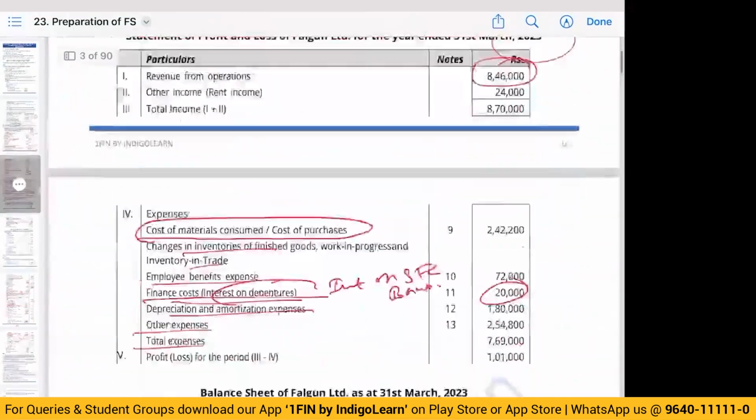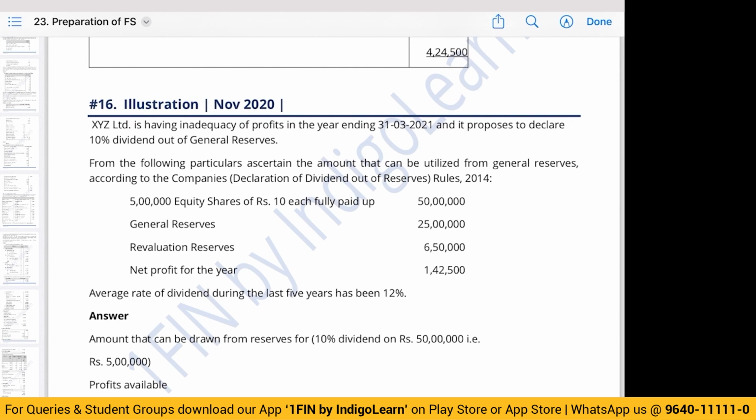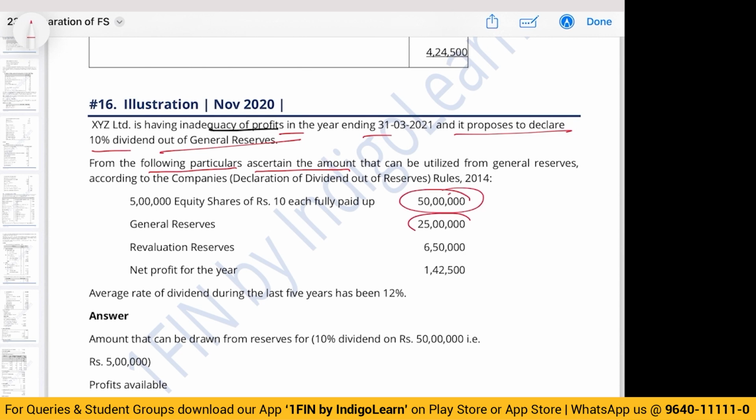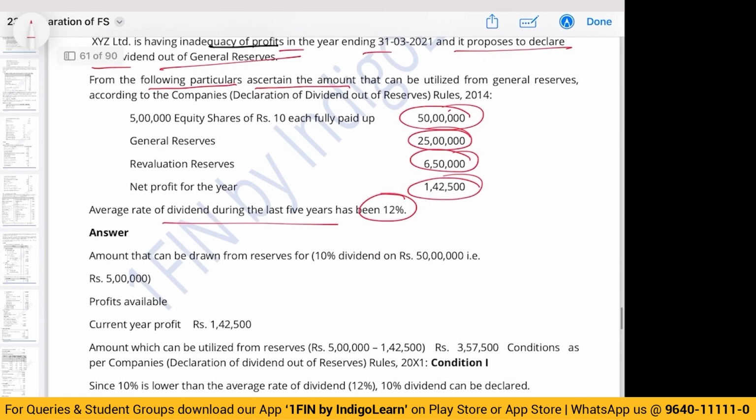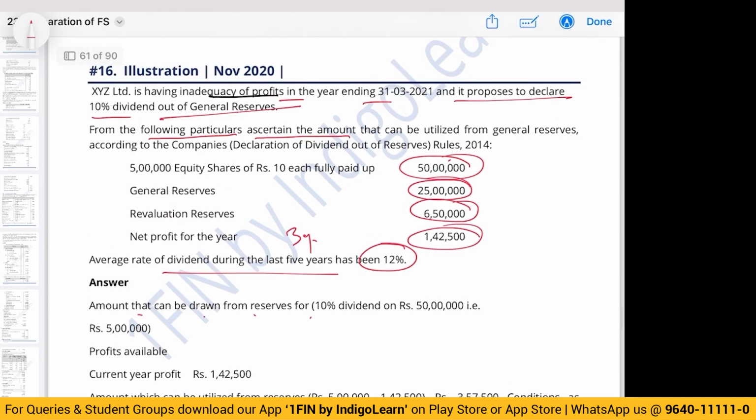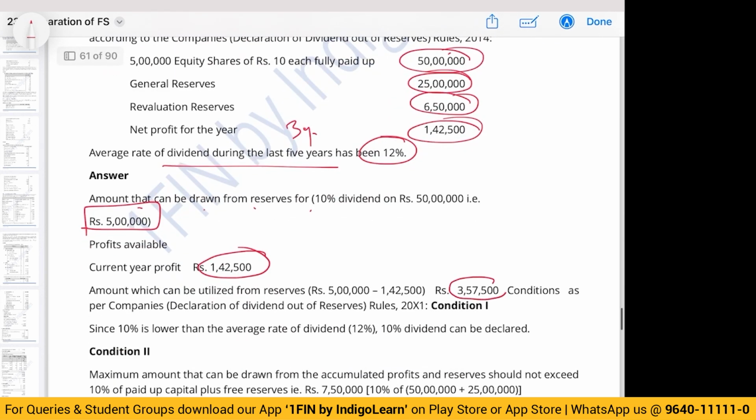This we just now did. So again, a similar question, one more for practice. They have inadequacy of profits in the year, and it proposes to declare 10% out of general reserve. From the following, ascertain whether it can be utilized. So I think it's a similar one only. So you have equity shares, general reserve, revaluation reserve, net profit for the year. Average rate is 12%. 5 years they have given, we need to take only 3 years. Amount that can be withdrawn from the reserves is 5 lakhs, is total dividend. Current year profit is 142, so we need 357,500.